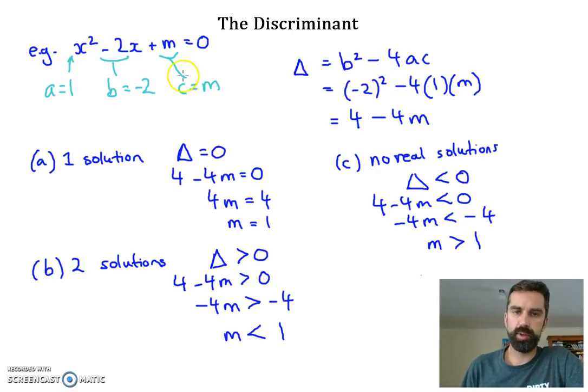So if I look at this problem, I know that for the discriminant to be 0, to give me one solution, m has to equal 1. For there to be two solutions, m has to be less than 1. And for no real solutions, m has to be greater than 1. So that's one of the other handy little things that we can do using the discriminant.